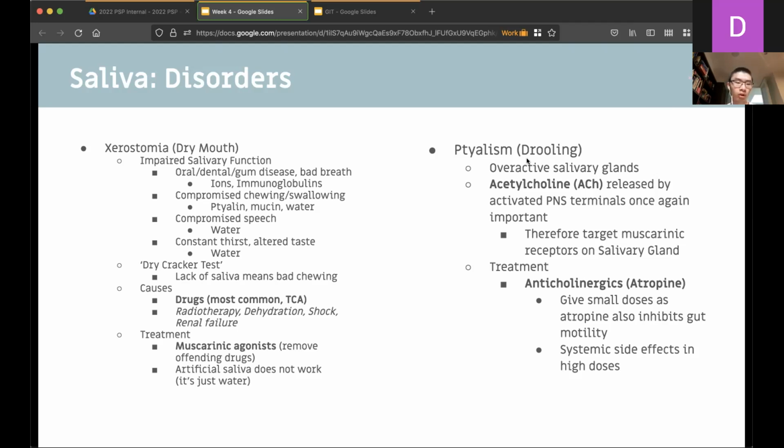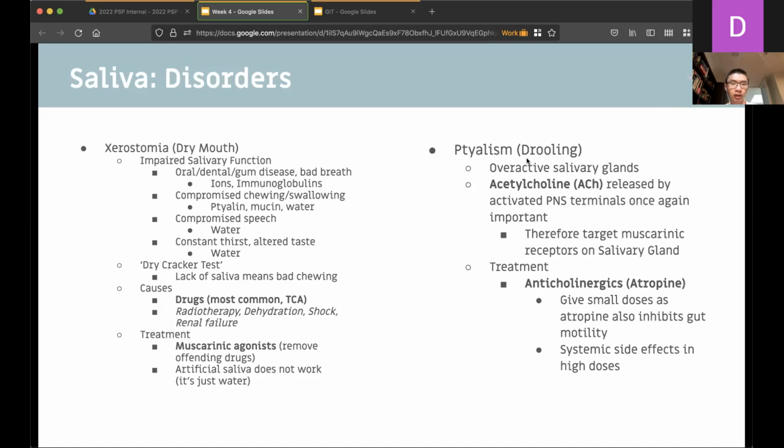And because there's no water, you have compromised speech, and also you start to get altered taste and thirst. A way you test for xerostomia is the dry cracker test, where you give them a cracker and get them to try and chew it. Because they don't have the saliva, they don't have the proper ability to chew it, and you can't digest it well either. There are many causes of dry mouth, such as radiation, dehydration, shock, and renal failure. But the ones probably important to know is that it can be caused by drugs, most commonly tricyclic antidepressants, which you'll touch on in semester 2.